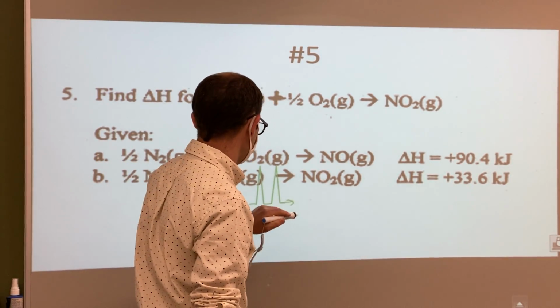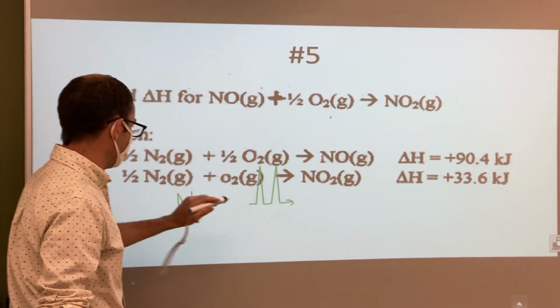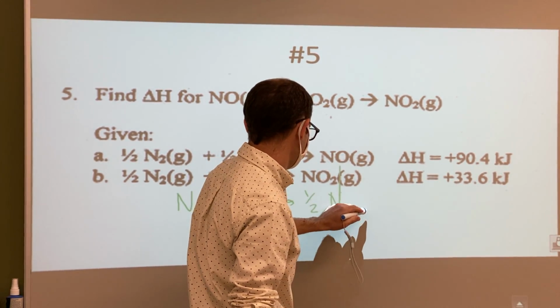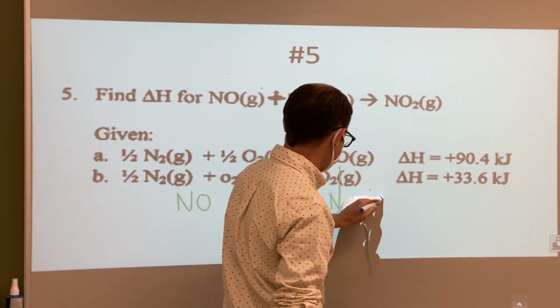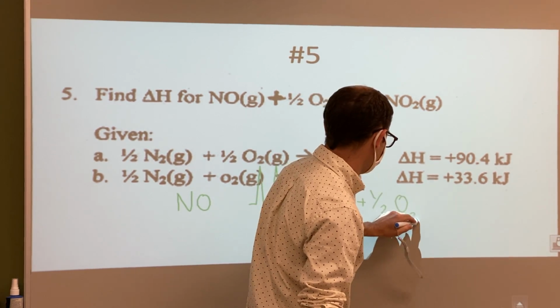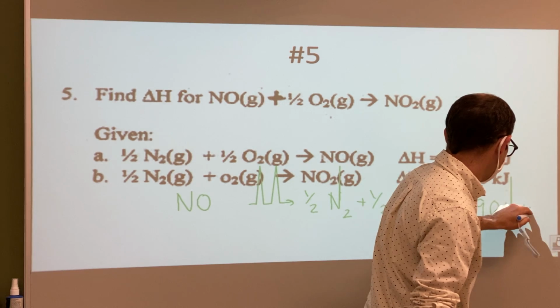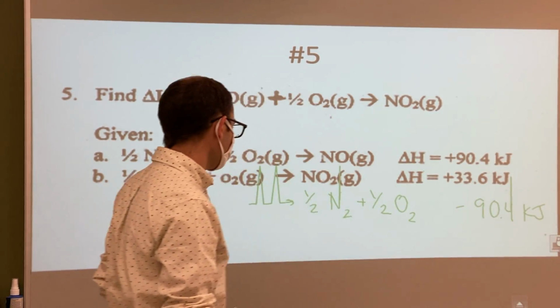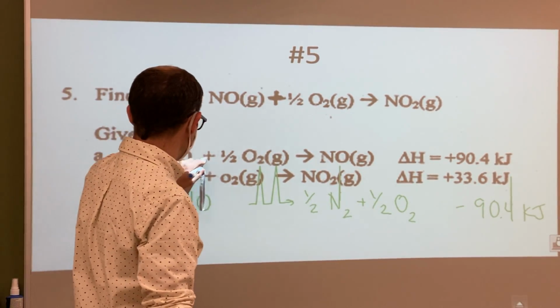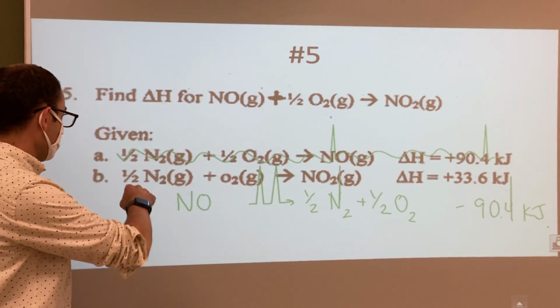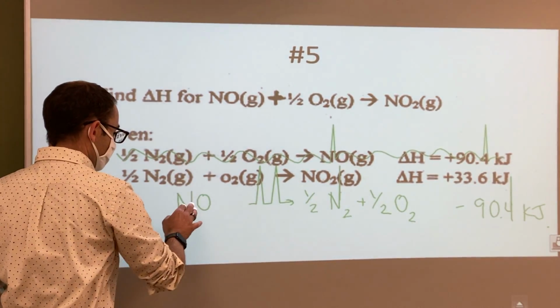NO. And then half of an N2 plus half O2. And then that's going to get flipped also, so it'll be negative 90.4 kilojoules. Okay, so we get rid of this one now since we flipped it and changed it. And we have NO on the reactant side.